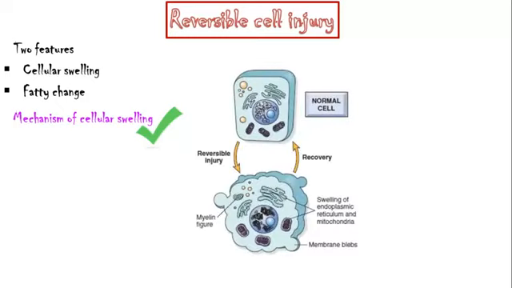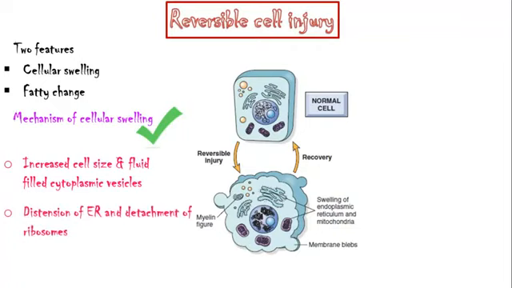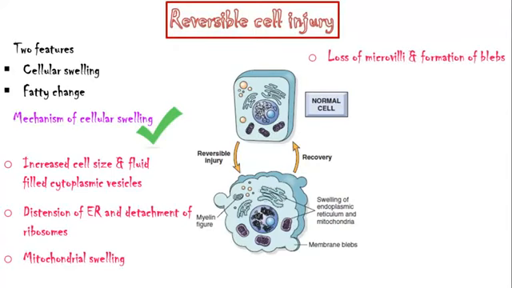This is a picture from Robbins textbook of pathology. It shows a normal cell and a swollen cell. One feature of reversible injury is increase in cell size, and cytoplasm contains fluid-filled vesicles. Another feature is distension of endoplasmic reticulum and detachment of ribosomes. You can identify it in the picture also. Mitochondrial swelling, loss of surface microvilli and formation of blebs, loosening of cellular attachments, accumulation of myelin figures.